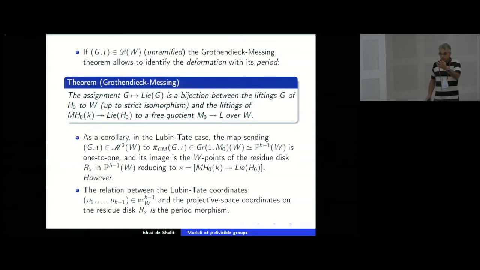So it's typically like the log. It's one-to-one only on things that are divisible by p. So for example, if you are over the Witt vectors, anything that is in the maximal ideal will be divisible by p. But as you go further and further, you lose this property of being one-to-one.